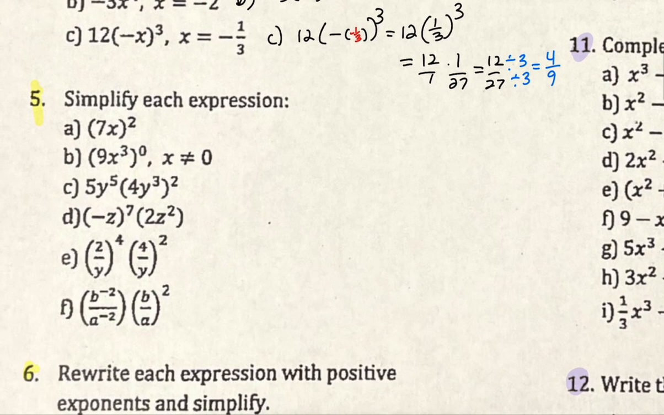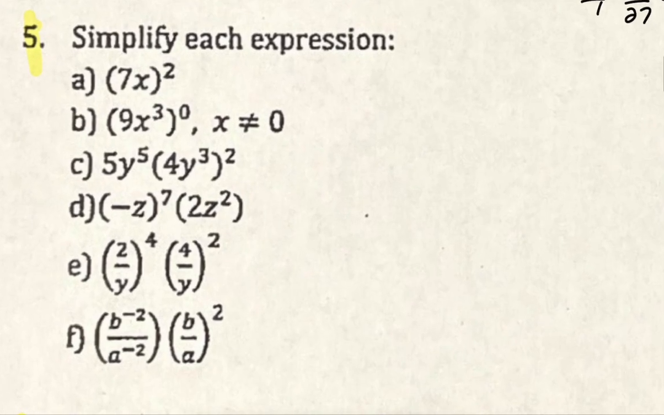Now, number 5, they just want us to follow the rules of exponents. So let's just talk about them. We'll do some of them together, and some of them you're responsible for finishing up on your own. Remember, for A, I'm going to start it, but you finish it. That's just 7x times 7x. So you're squaring all the pieces inside.